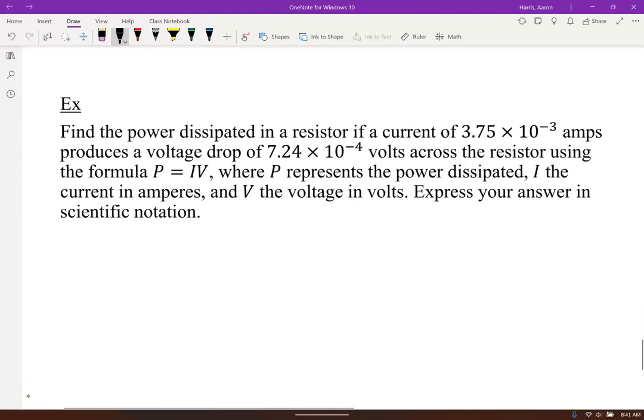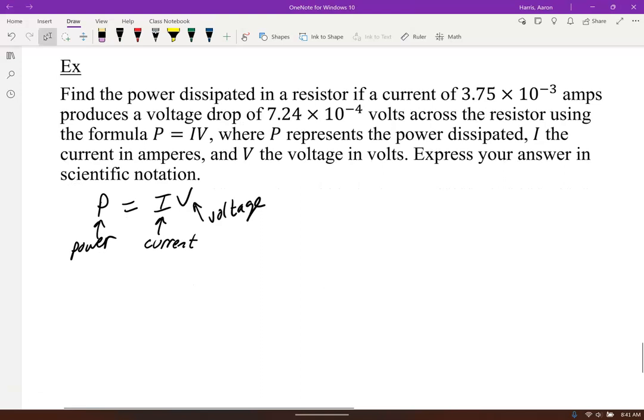So here's an application for it. Find the power dissipated in a resistor if a current of that many amps produces a voltage drop of that many volts across the resistor, using the formula P equals I times V. Here's our power dissipated, I is our current in amperes, V is our voltage. And we're going to express this in scientific notation. You notice they give us the current, and then they give us a voltage. So we're just going to go ahead and multiply those.